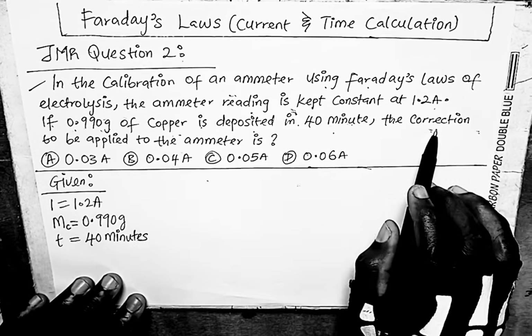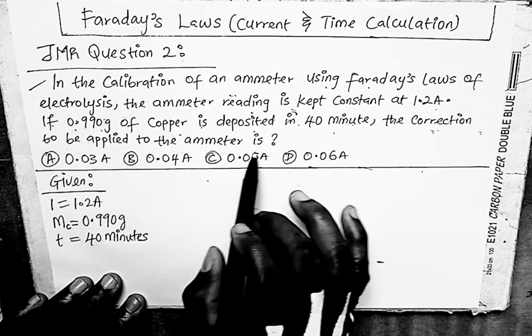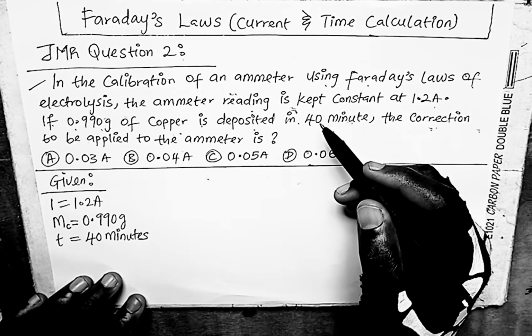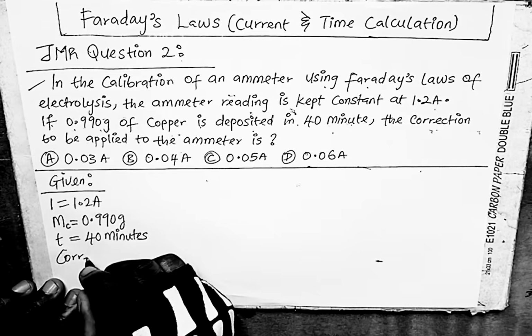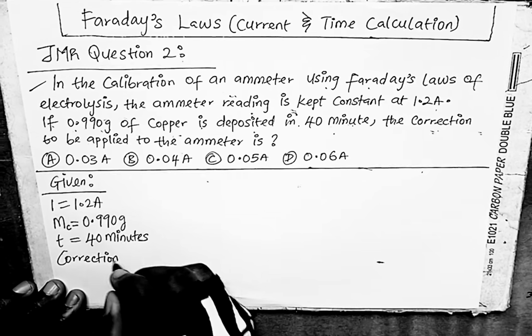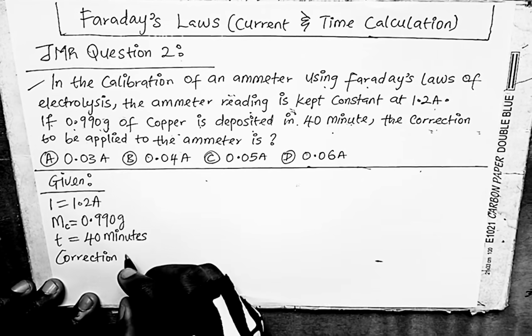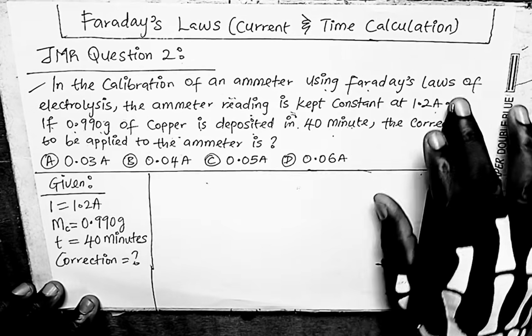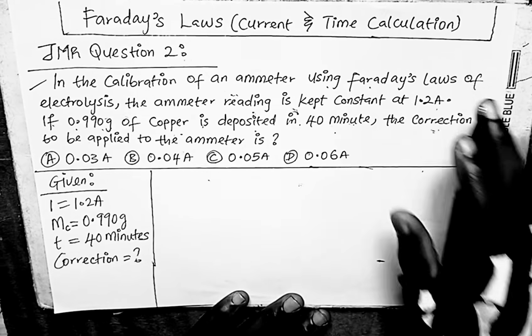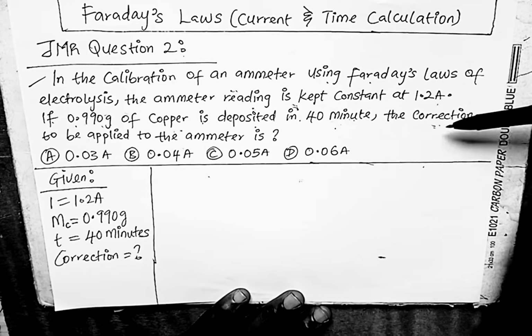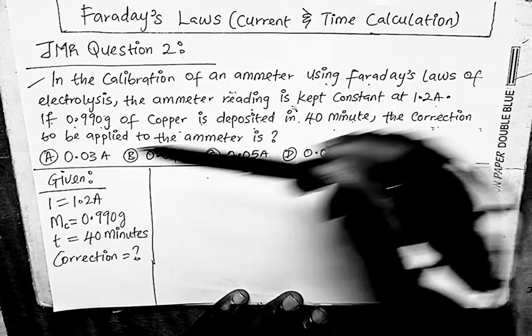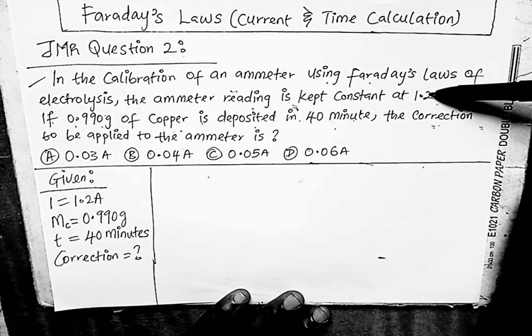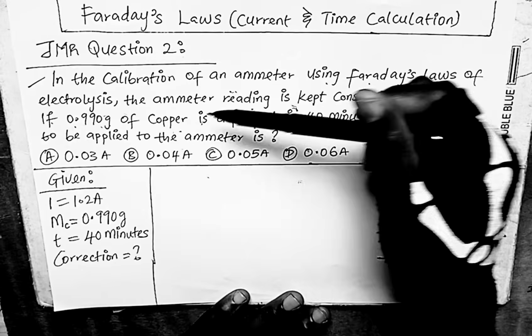The question: the correction to be applied to the ammeter is what? So they are asking us what the correction is. Remember, we are calibrating an ammeter. So now, what are we going to do here? We will find the correction to make to this current, so that we get the right calibration for the ammeter.